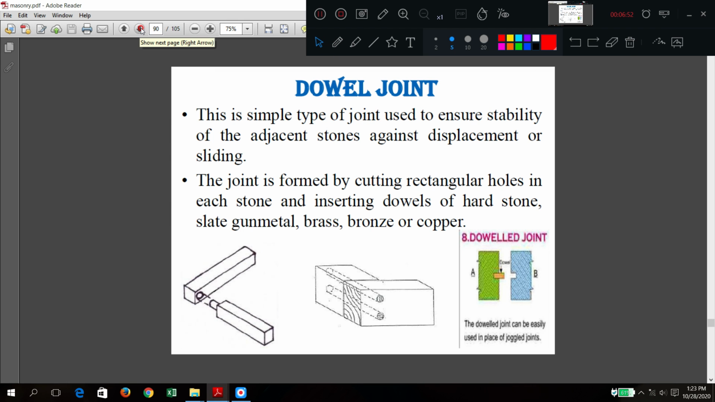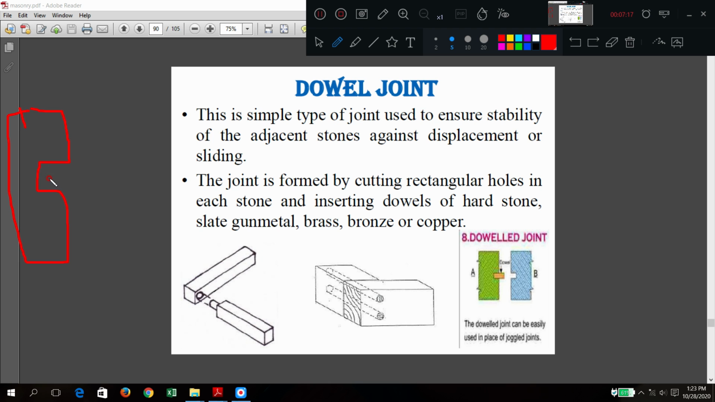Okay. Dowel. Do you understand the meaning of this dowel? A dowel is nothing but one extra piece for a stone. One stone, second stone, both sides have grooves like this. One stone has it, sorry, I'll draw once again. Yes, like this. This is one stone.